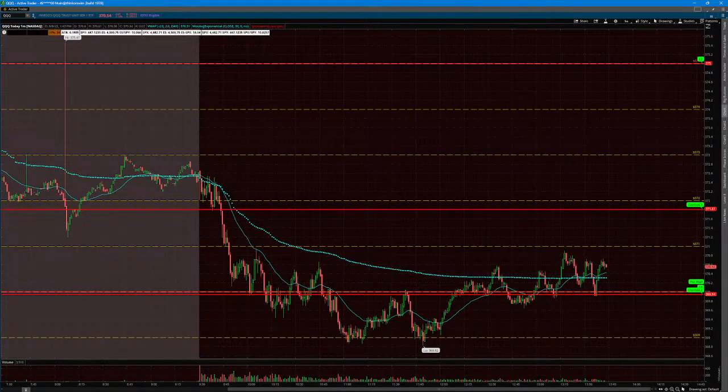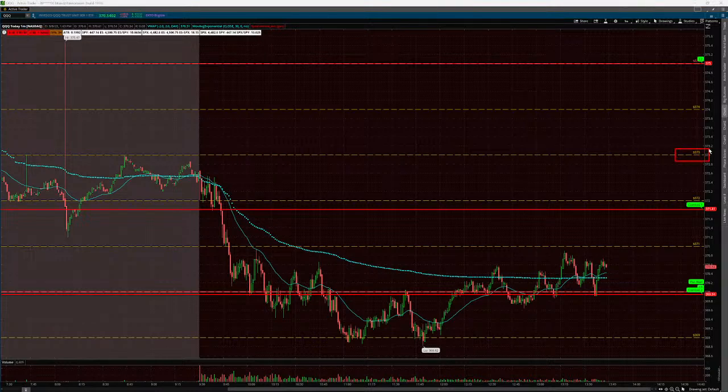And note that the 373 level, that's not a gamma level, did act as resistance earlier today before the cash open. Here's the put wall at 370. And now QQQ is trading above that level after apparently finding support at the 369 level. Again, not a SpotGamma level, but a round number. QQQ round number. All right, so those are the QQQ levels in play for today.